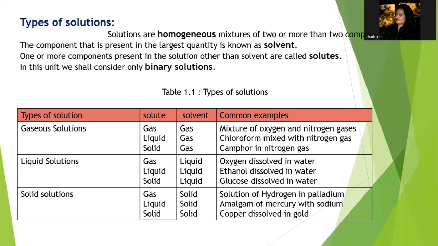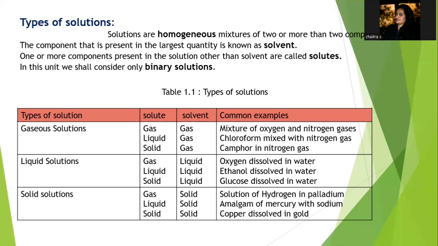Next, we will move to the types of solutions. I told you gaseous solutions, liquid solutions, and solid solutions. These are the types. In gaseous solutions, the solutes are oxygen and nitrogen gases. When the solute is liquid and the solvent is gas, it is chloroform mixed in nitrogen gas. In liquid solutions, the solutes are gas dissolved in water. In liquid in liquid, the solute is liquid and the solvent is liquid, for example ethanol dissolved in water.